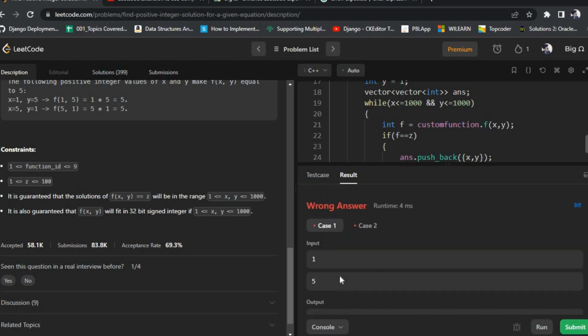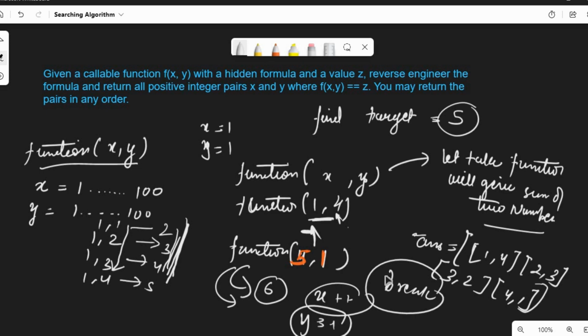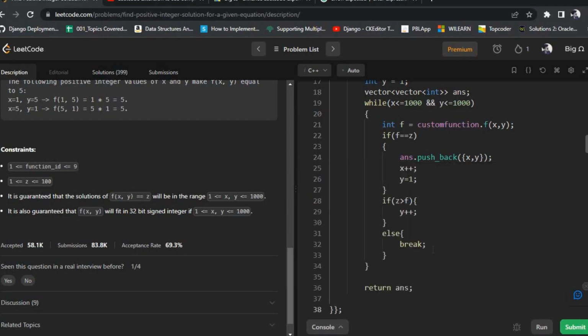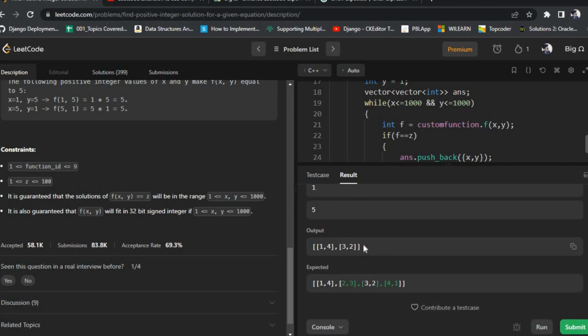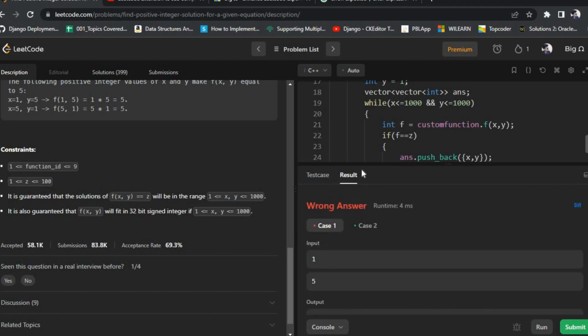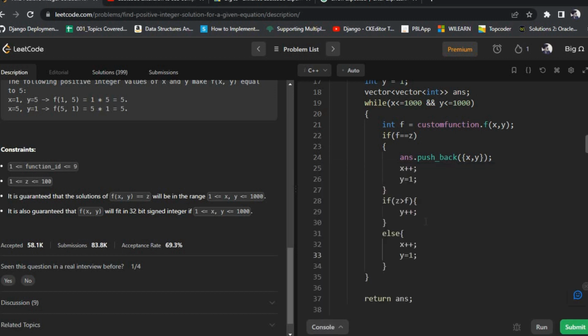Okay, we got the wrong answer. Why are we getting the wrong answer? So we do not actually need to break it here. We can increment the x and put y equal to 1. Let's see what the answer will be. We got the wrong answer again. Why? Let's check our solution.